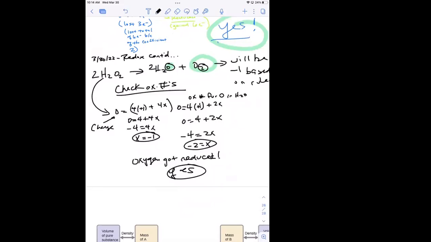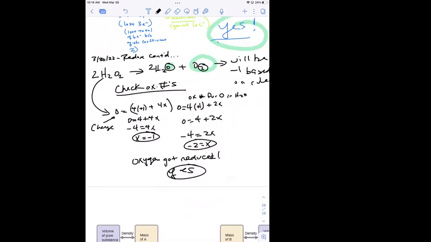And again, the reason we're doing it this way is because it's really important to be able to look at a reaction when you don't know what's what. So the easiest thing to do is to check the oxidation numbers. If you don't know, don't guess. You can check it and find out. And we have rules to help us find these oxidation numbers.